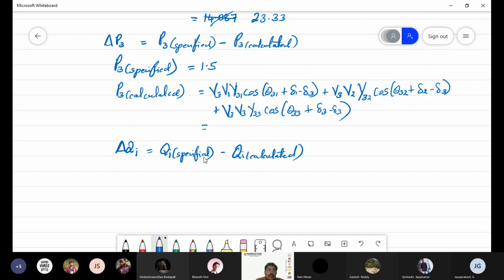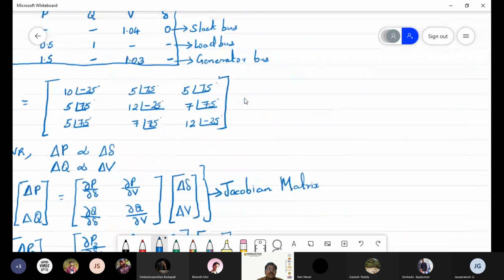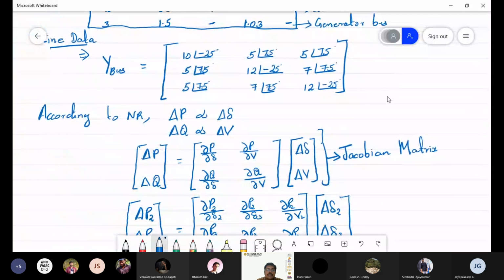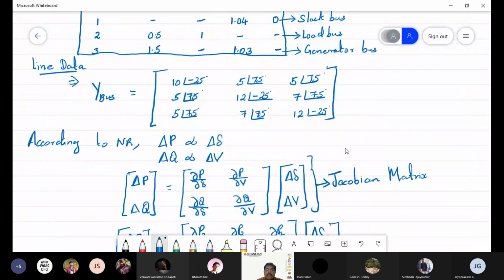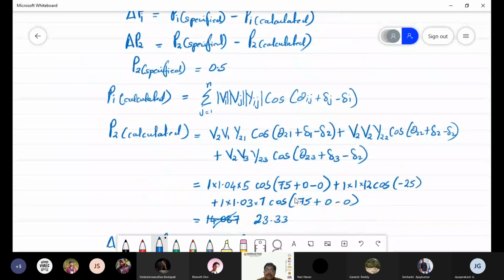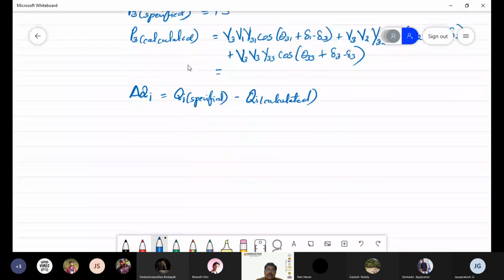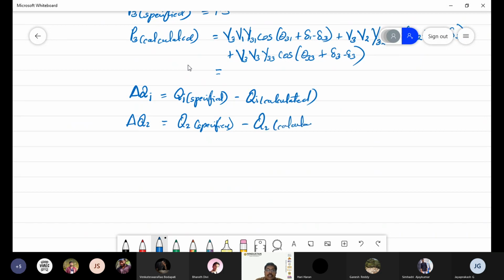All right. Therefore, for us, Q is present at the second bus, right? Not the third bus, the second bus. Here you can see Q is present at the second bus. Therefore, it will be Q2. So here i will be 2, therefore change in Q2 is equal to Q2 specified minus Q2 calculated.